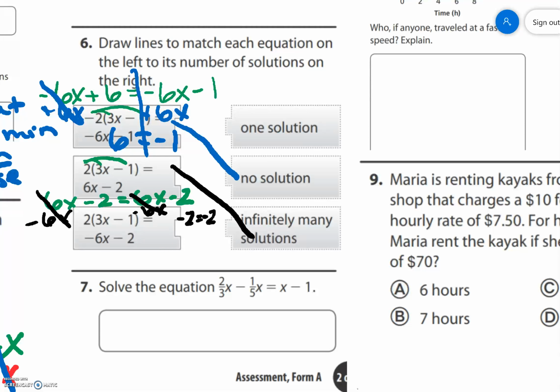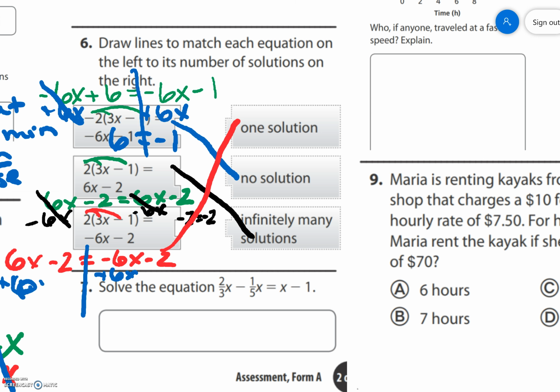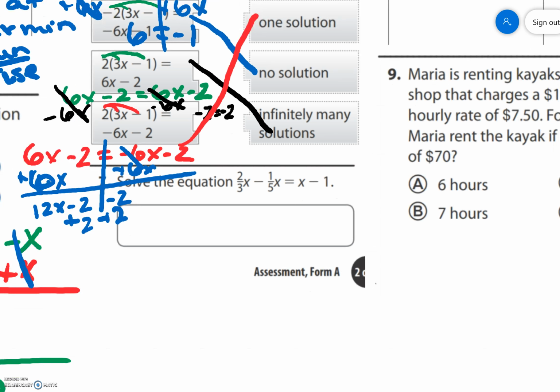So the last one must be one solution, but I'm going to prove it to you. Again, distribute. That gives us 6x minus 2 equals negative 6x minus 2. I'm going to add 6x to both sides. That gives me 12x minus 2, cancels out over here, minus 2. Add 2 to both sides. That gives me, cancels out, 12x equals 0.